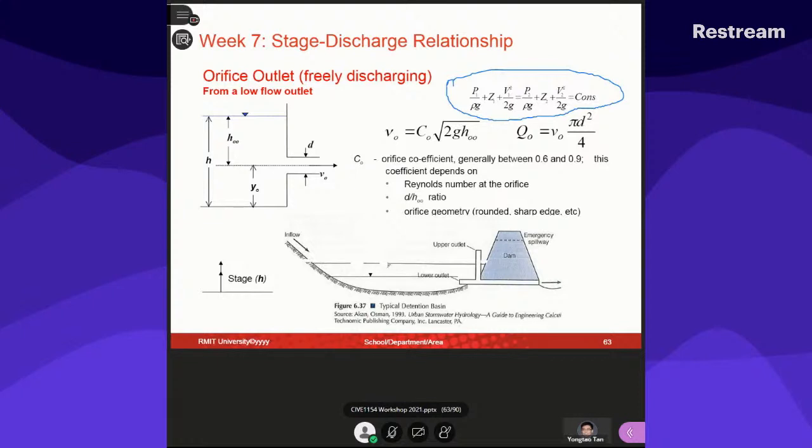P over rho G is the pressure energy. Z represents the potential energy. V squared over 2G is the kinetic energy, due to the movement of the water. So at any section, the sum of these three types of energy is a constant.